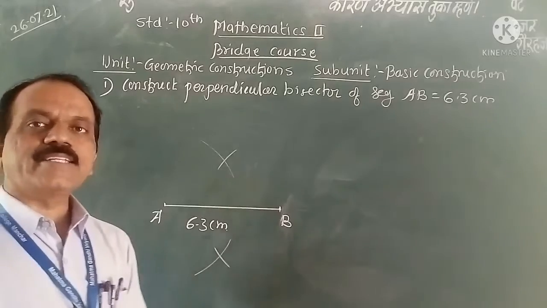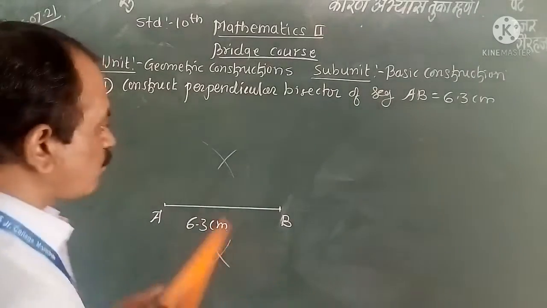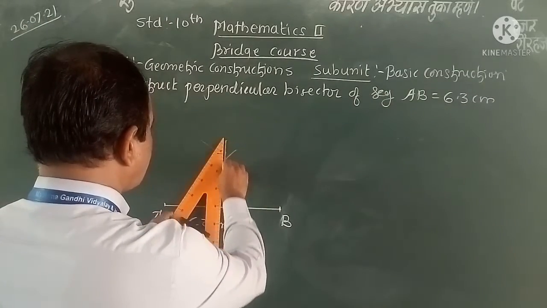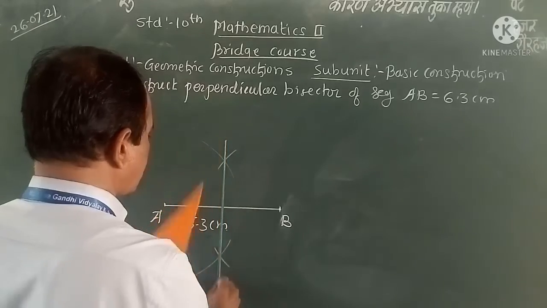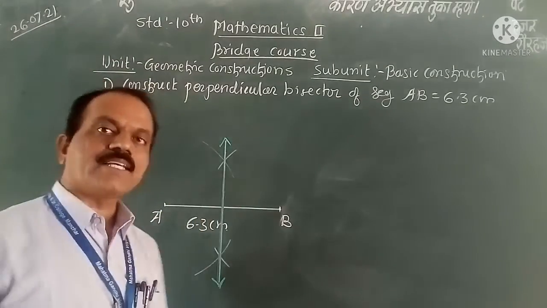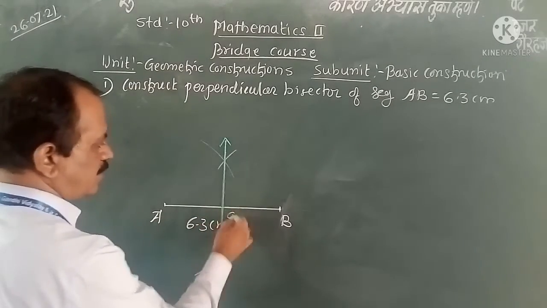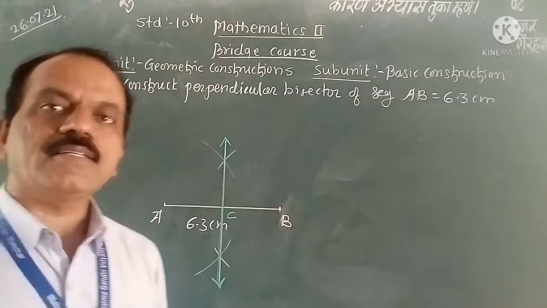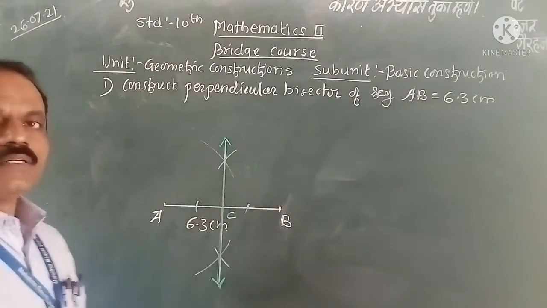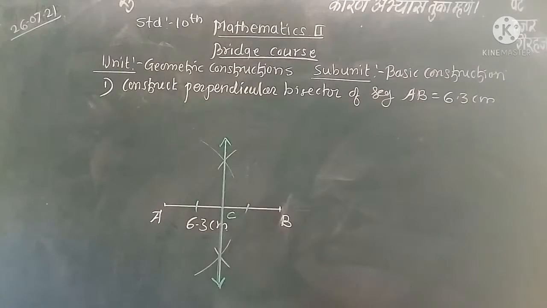these two intersecting points are formed. Then we join these intersecting points. We make a line which is nothing but a perpendicular bisector of the given segment AB. Name of this point is C. C is the midpoint of segment AB. Draw this construction.